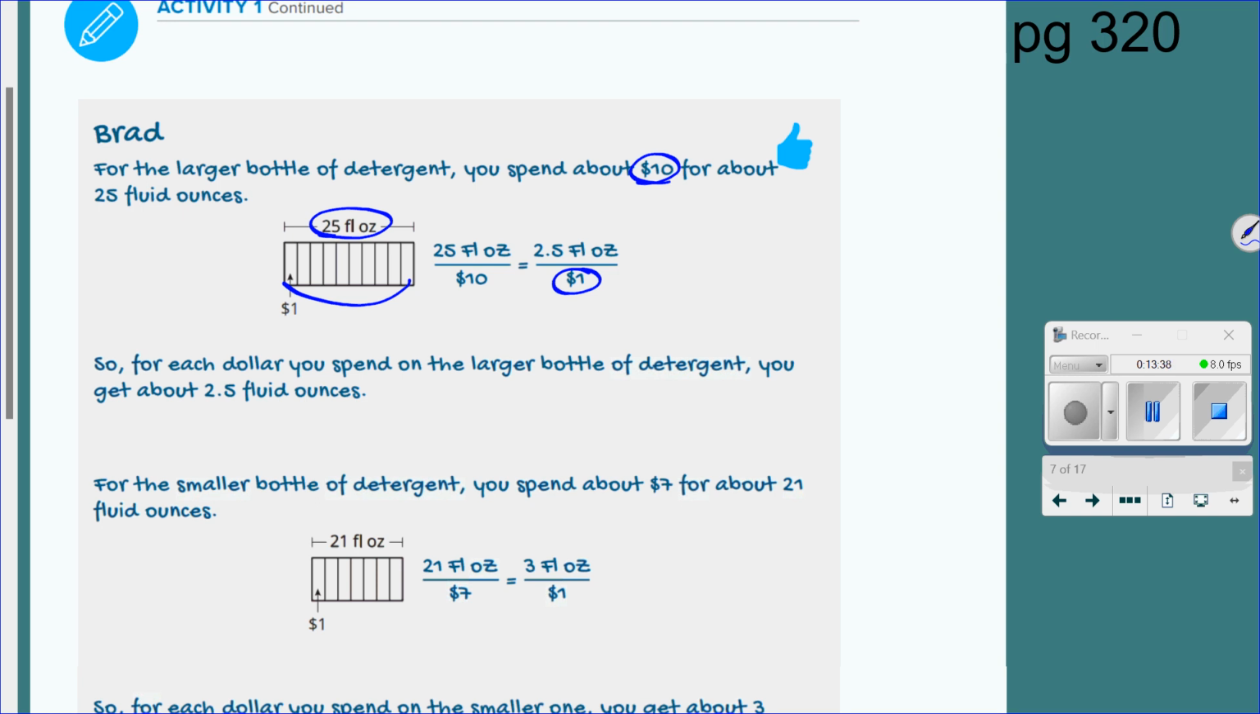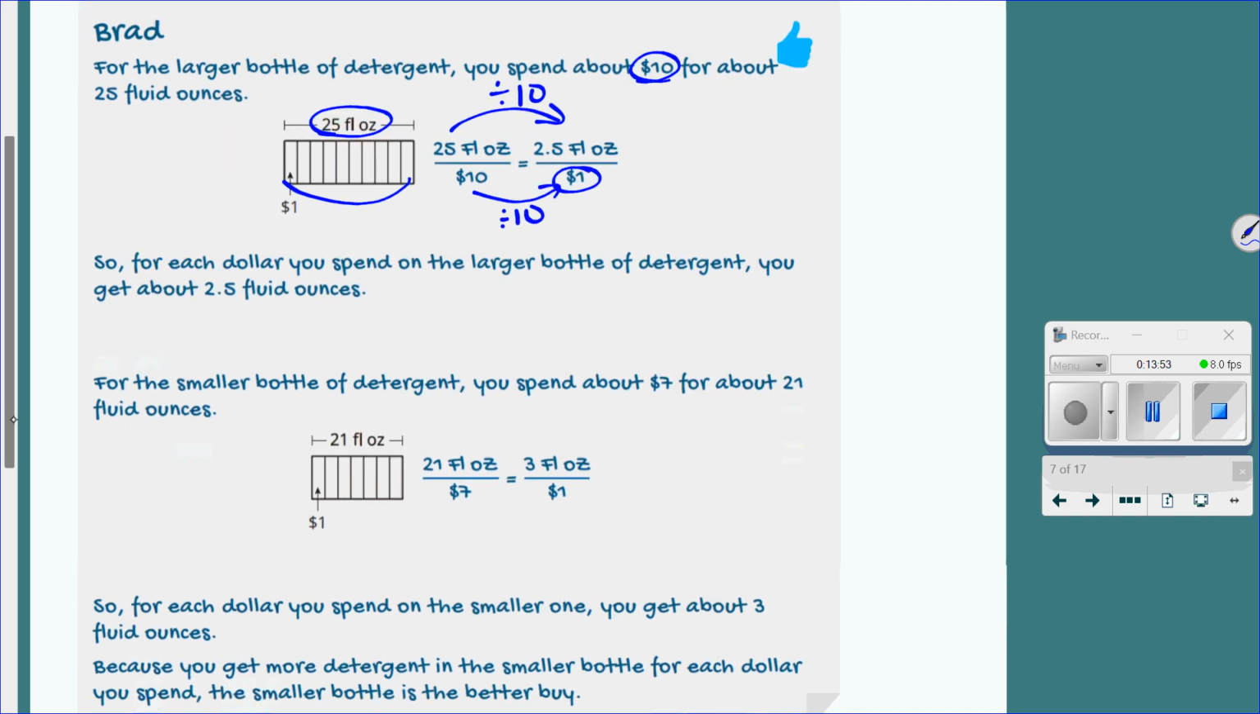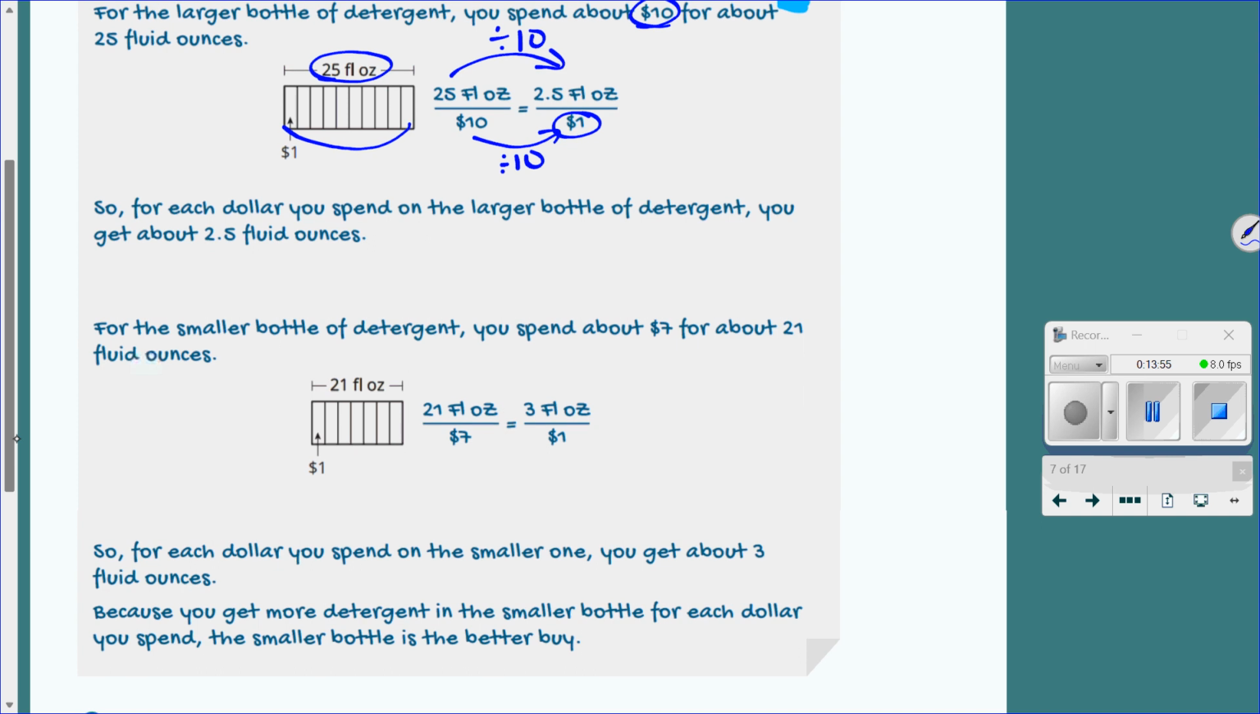It's still a unit rate because I'm going down to 1, but he's doing the other unit. So how do I go from 10 down to 1? Divide by 10. So what am I going to do to 25? Make sense for everyone? Yes. Okay. Now, the model for the smaller bottle is going to reflect what he did on the larger bottle. So now he's dividing up the 21 fluid ounces into 7 boxes because it's about $7. So his proportion, 21 fluid ounces for $7.